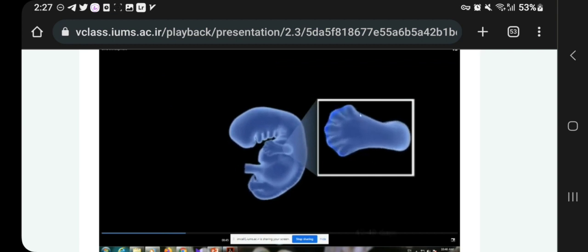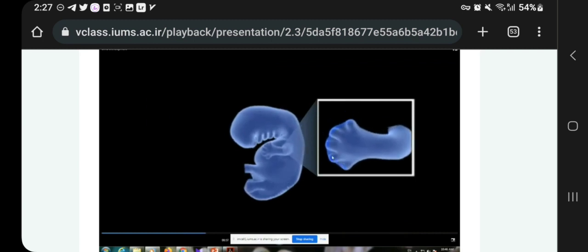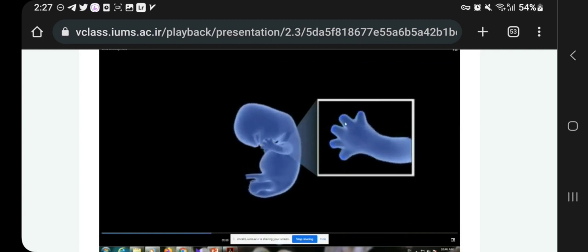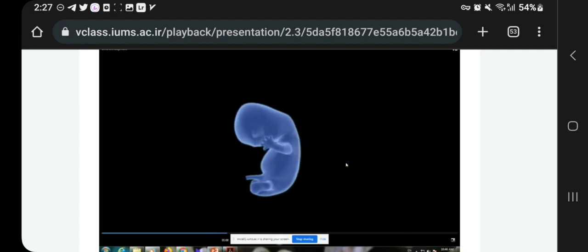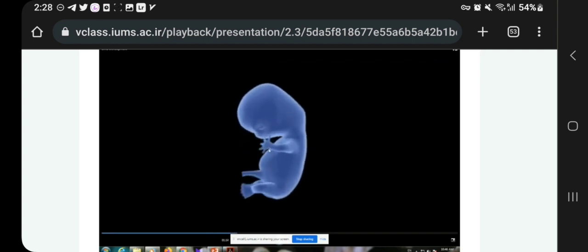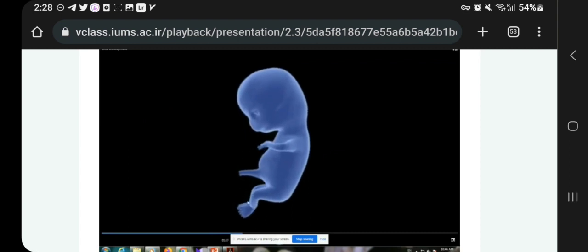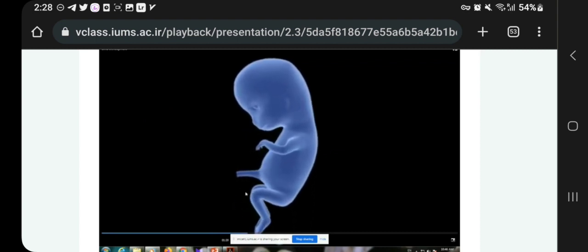Here is a hand plate, and you can see the digital rays or fingers. Here is a notch between the digital rays, with cell death between them, and the fingers grow and make a thumb anteriorly and a little finger posteriorly. After that, we have a rotation, but that's not right here. But in the lower limb it is correct. We have a medial rotation of 90 degrees in the 7th week.